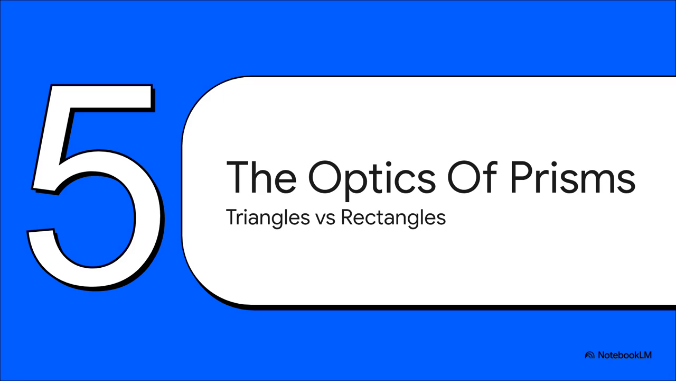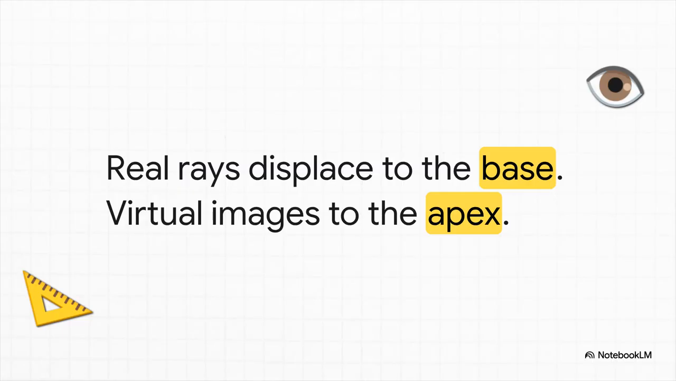Section 5. The Optics of Prisms. Let's tie everything together now, vergence, refractive index, and Snell's law, into our final clinical application for today. If you trace a light ray through a triangular glass prism, you get this absolutely critical clinical pearl. Real light rays are displaced toward the base, but because our brains project light backward in a straight line, the virtual image the patient sees is displaced toward the apex. Rays to the base, image to the apex. Burn that into your memory, because this is exactly how we measure and treat strabismus deviations in the clinic.